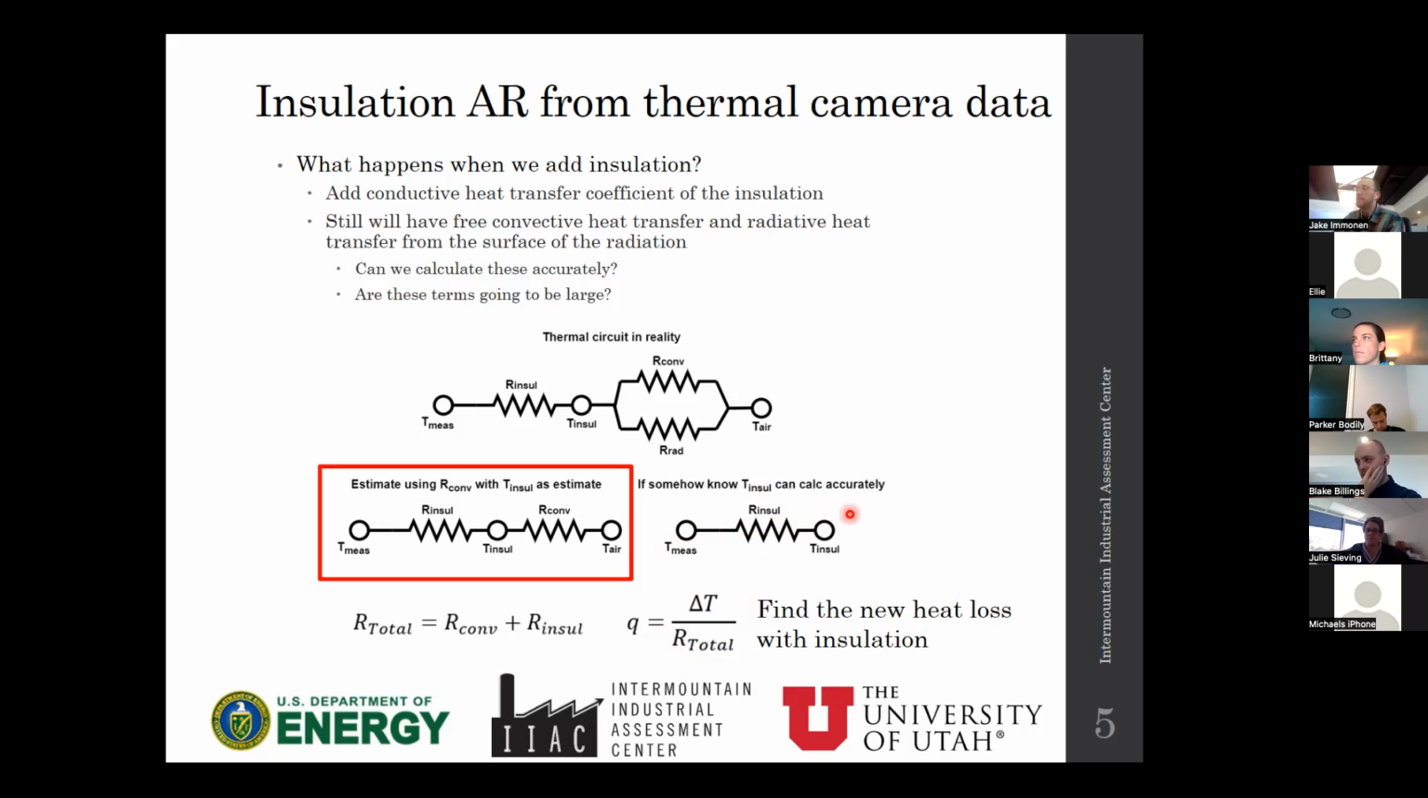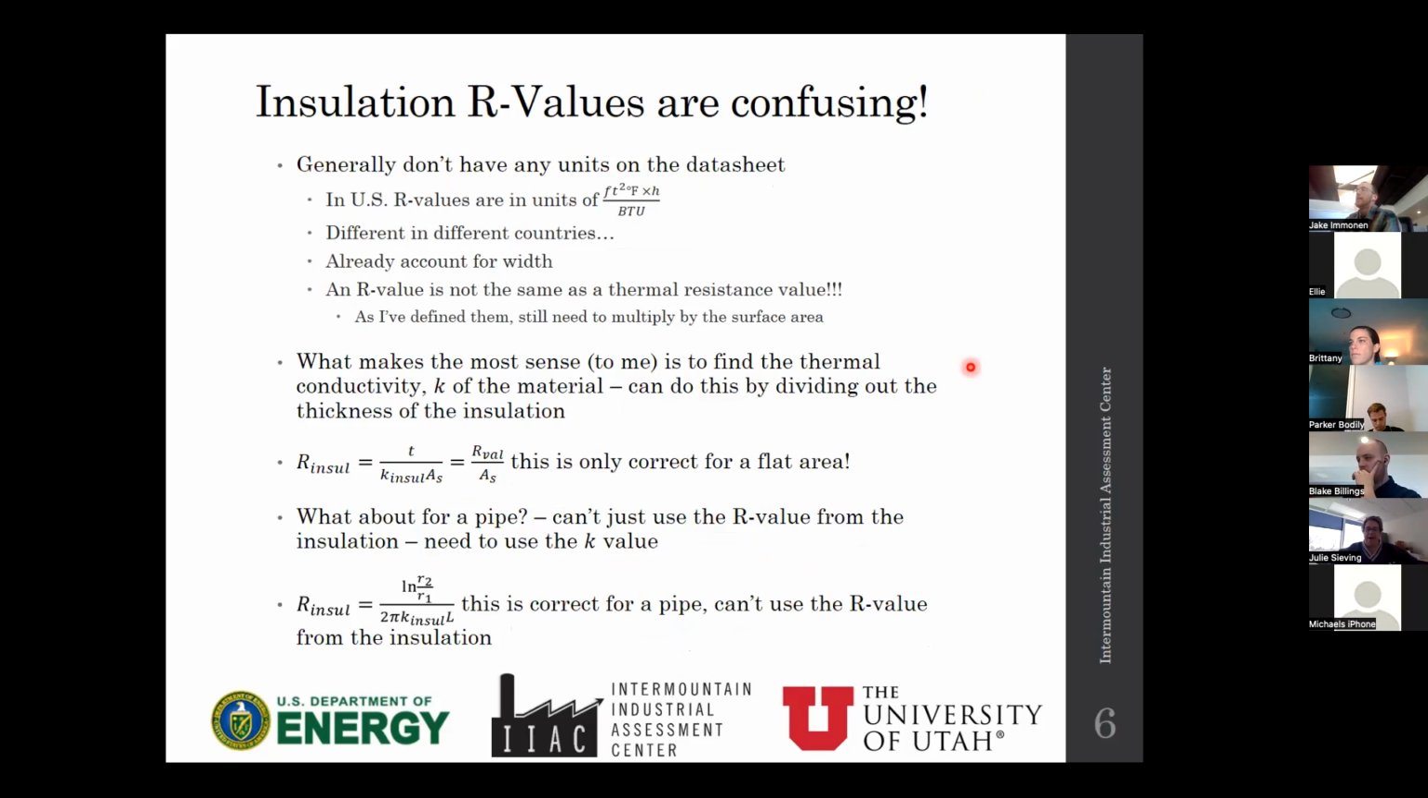I think this is maybe less common because the AR is that we're recommending that they provide insulation. So the assumption is they don't have it already. So the next step is to find the thermal resistance from the insulation. And so that brings us to insulation R values.